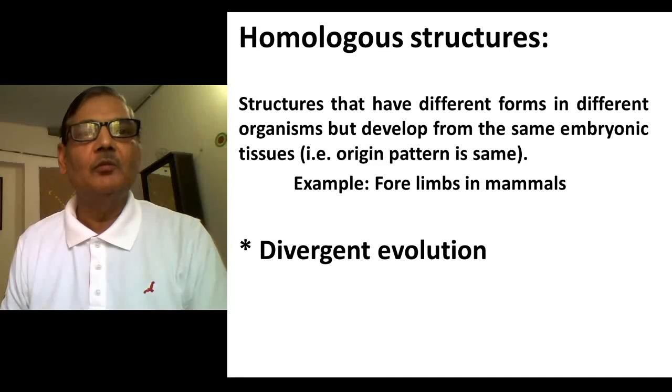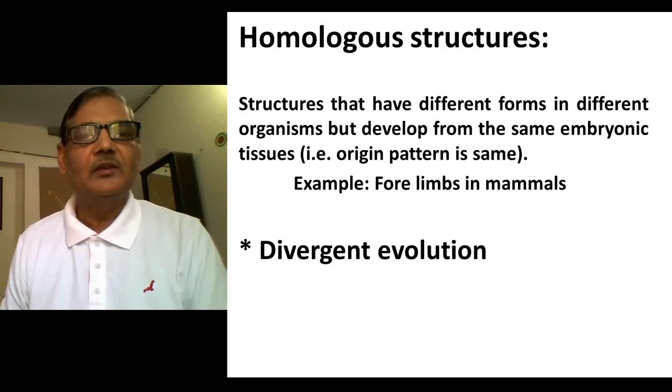Homology deals with homologous structures. Homologous structures are those structures which have different forms in different organisms but developed from the same embryonic tissues. That is, their origin pattern is the same. But since structurally they show variation among the closely related groups of animals, such structures are mainly used to perform different functions.